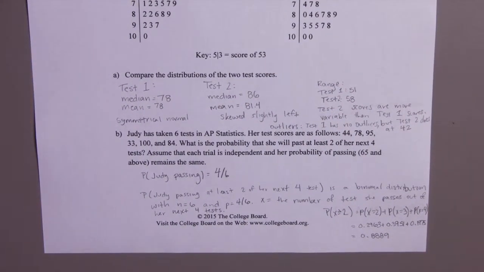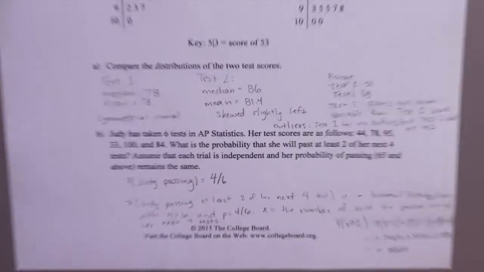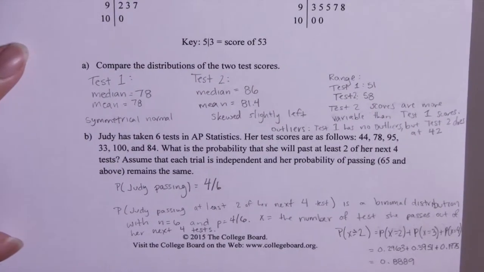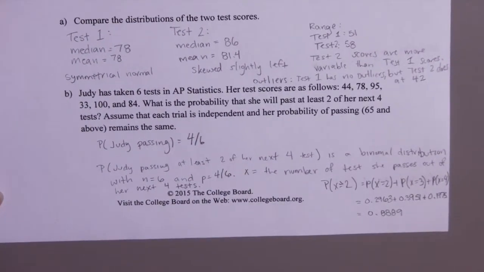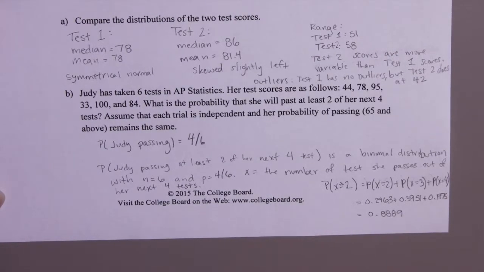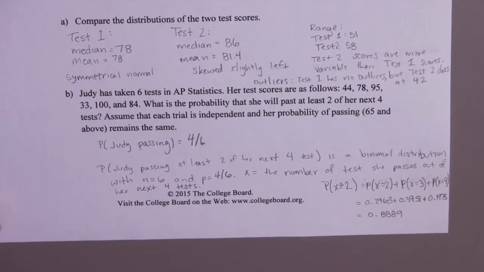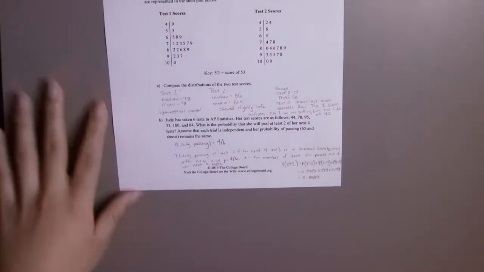Judy passing at least 2 of her next 4 tests, as 0.8889, or 88.89%. If you plug this into a calculator, you would simply plug in where they want the p and the x, and you can find it that way.